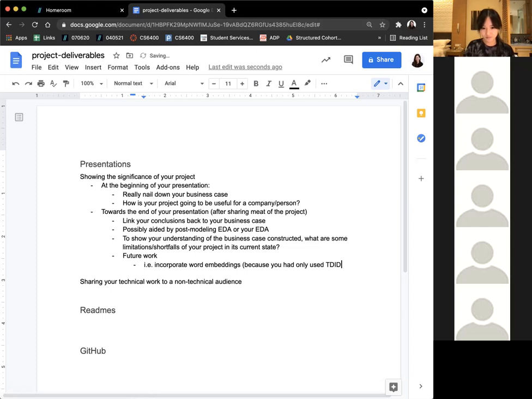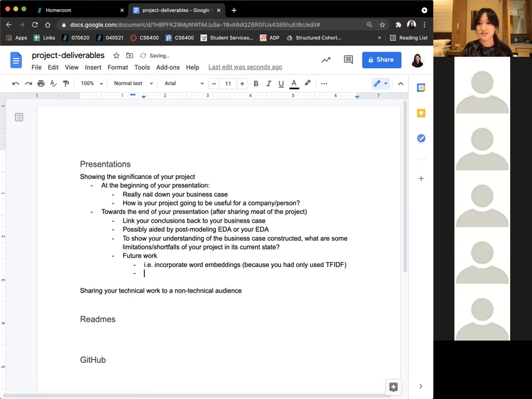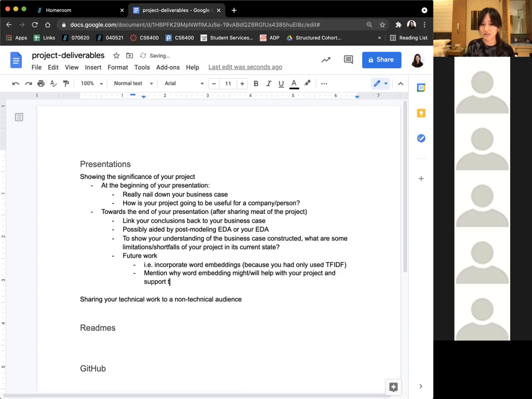If you say something like incorporate word embeddings because you had only used TF-IDF, you should mention why using word embeddings would help your project or help your business case. Mention why word embeddings will or might help with your project and support the business case. So with this example, let's say your project only uses TF-IDF and your future work includes word embeddings. It's again important to link back to the business case. Let me actually bold this point here.